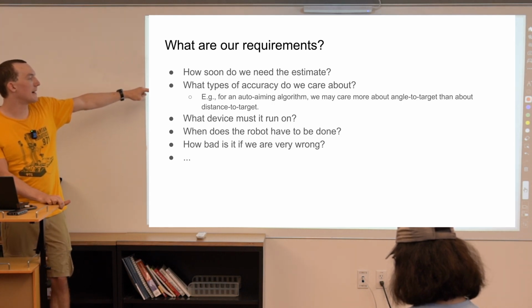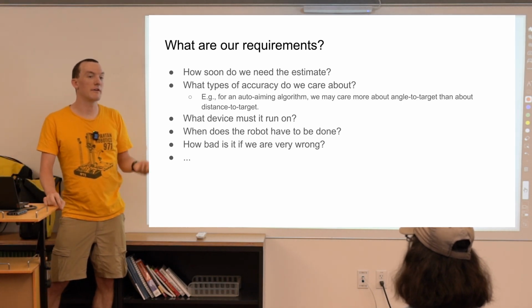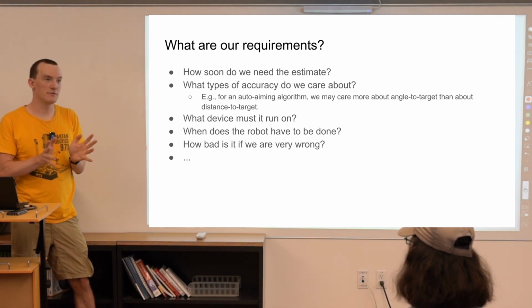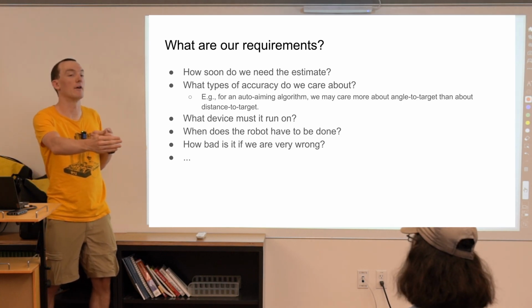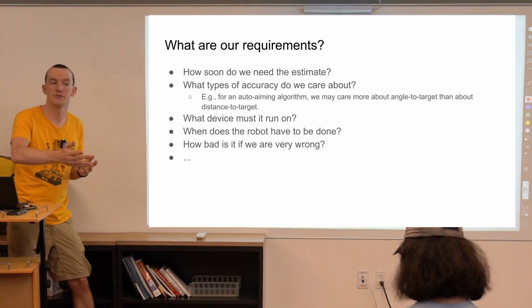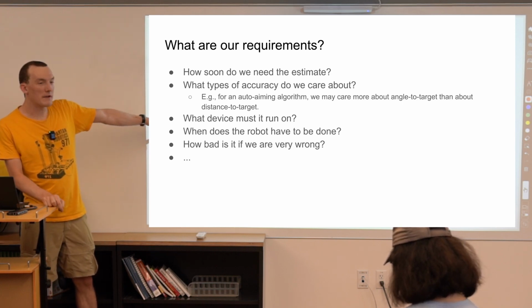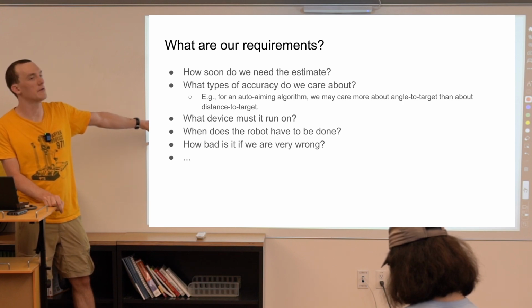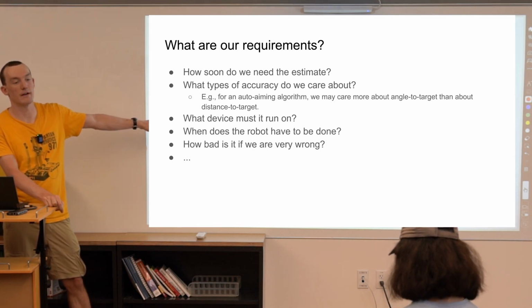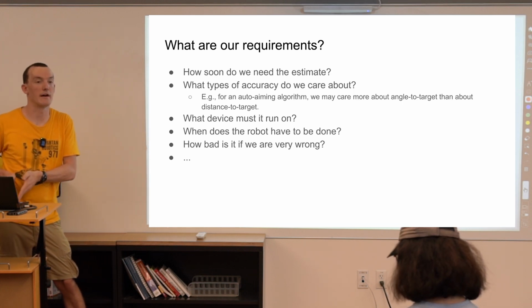There's what do you care about for accuracy? A nice example of this is when you're in a game where you have to aim things, you generally care more about the angle at which you're aiming rather than exactly how far away you are from the target. That's not always true. That's a common situation. Where must it run? This can be useful for determining how complex of code you can write. Like if you have to make something run on the Rio, you typically have less processing power than if you're allowed to run it on an off-board processor.